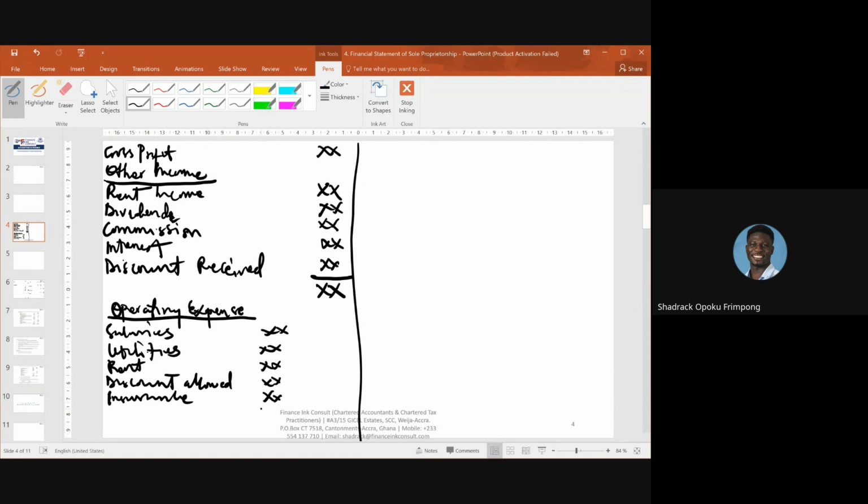So you add them, then you come and deduct. This is an expense, so you come and deduct it from this your income. Then you get your what? Your net profit or your net loss.